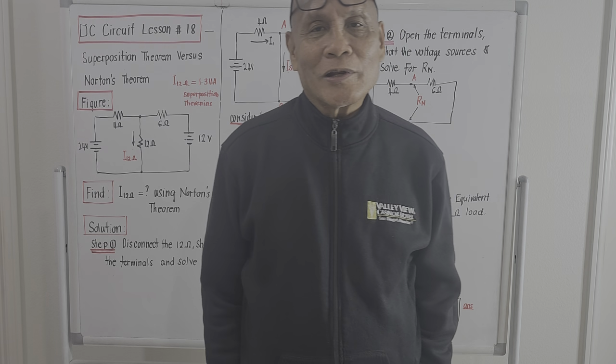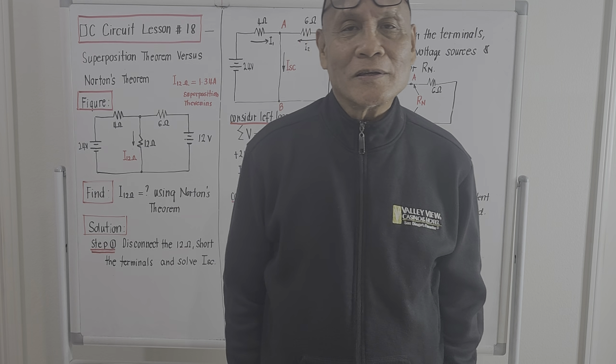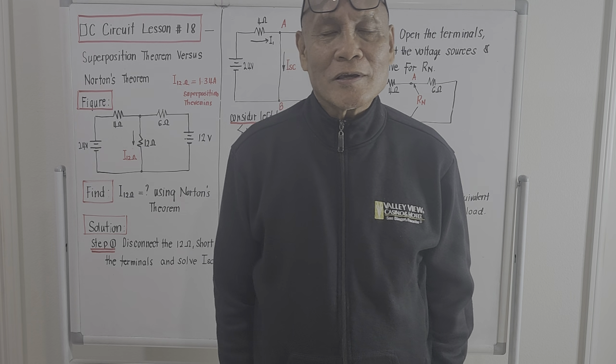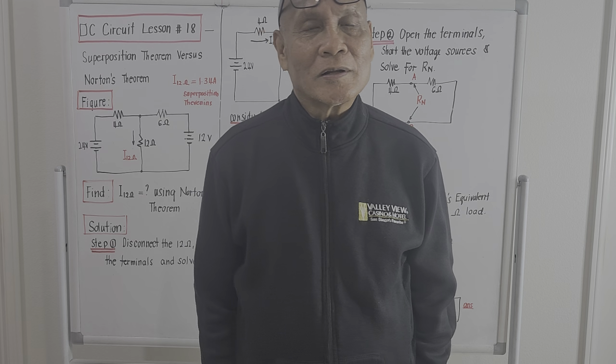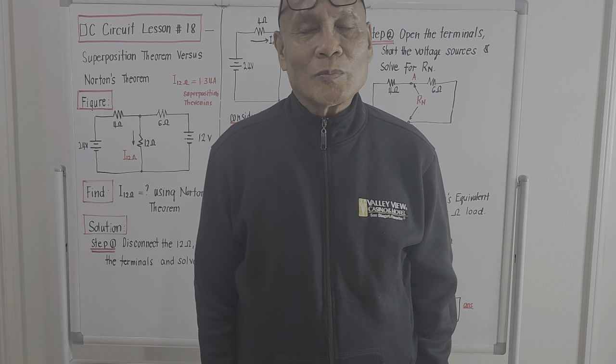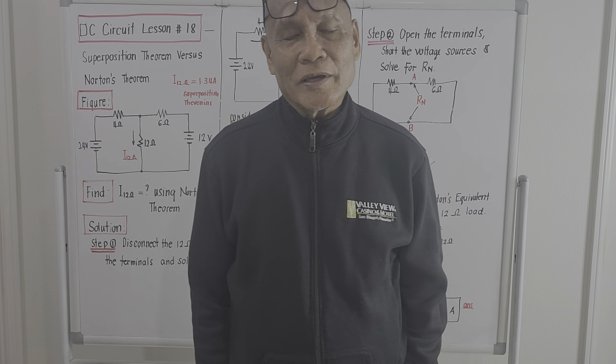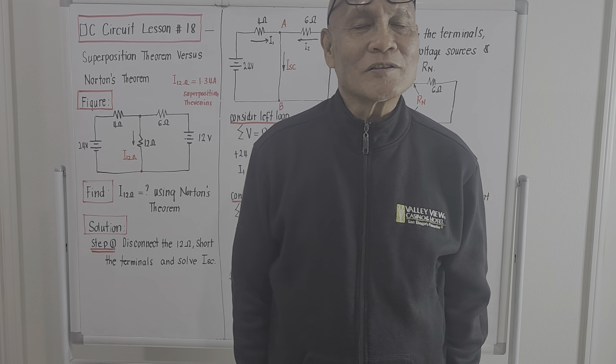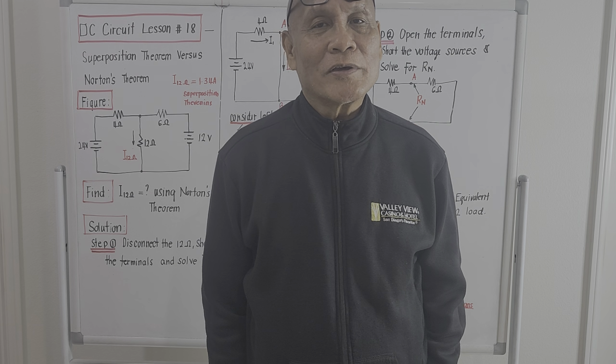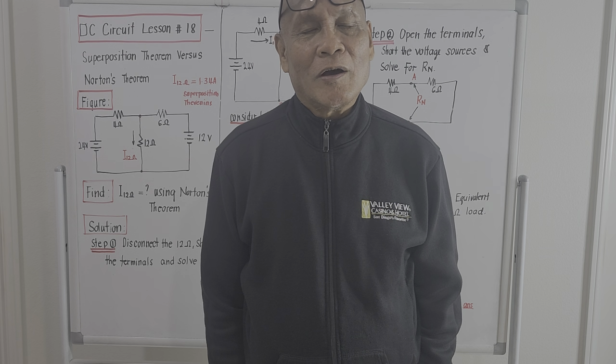So this is actually the so-called fact checking. We are checking the validity of the answer from the solution of the superposition and Thevenin's, and let's try to see if the answer will still be the same by using Norton's theorem. Okay, let's proceed.